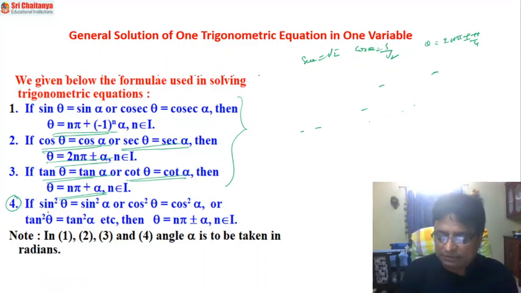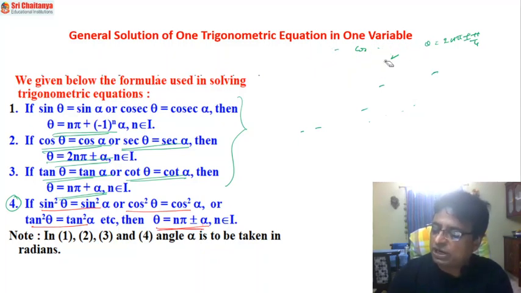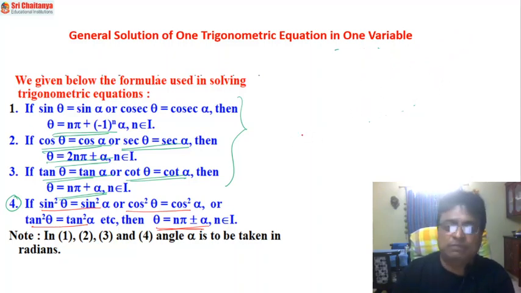So my friends, coming to the fourth point, this is another important area, because here sin square theta is equal to sin square alpha is given, cos square theta is equal to cos square alpha is given, tan square theta is equal to tan square alpha. Whenever this kind of situation arises, you can write your general solution as theta is equal to n pi plus or minus alpha. I would like to explain this with a small example, and that example will give you very good clarity on this particular problem.